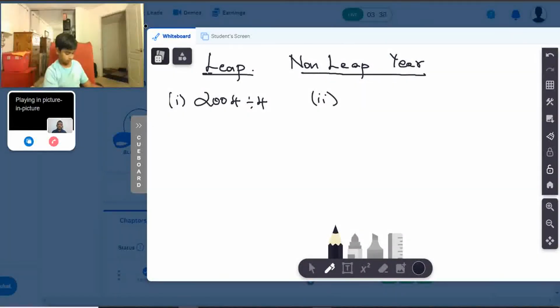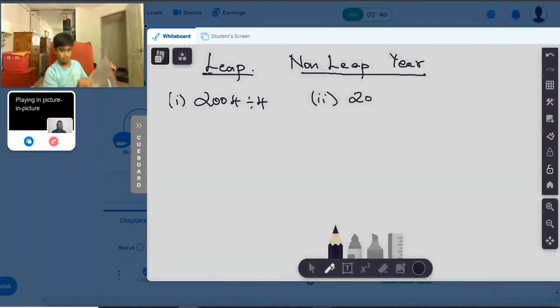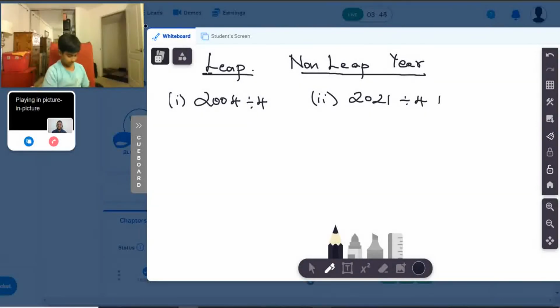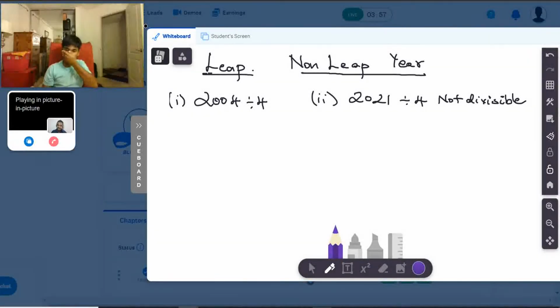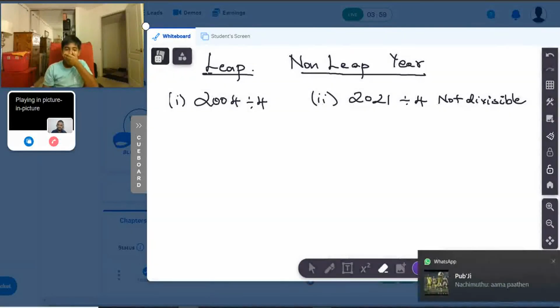Same thing for a non-leap year. If a number, let's say 2021, this year, is not divisible by 4, then that's not a leap year. So this is the first condition. Now we have another condition. Let's go to the non-leap year itself.